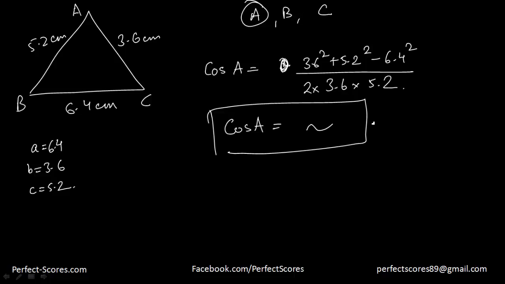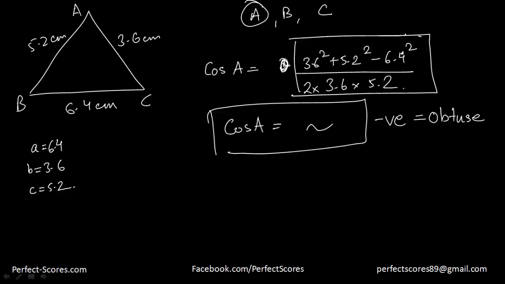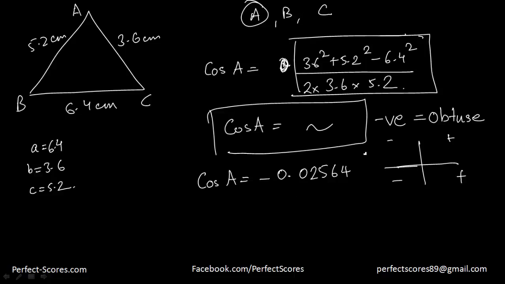Now understand, if the cosine comes out to be negative, which is the case here, the angle is going to be an obtuse angle, right? If the cosine turns out to be negative, the angle is an obtuse angle. If you substitute that in the calculator, this comes out to be negative 0.02564. So this is something negative, which means, as you know that cosine is positive here, negative here, negative here, positive here, that my angle is going to be in the second quadrant. So A is approximately 91.5 degrees.